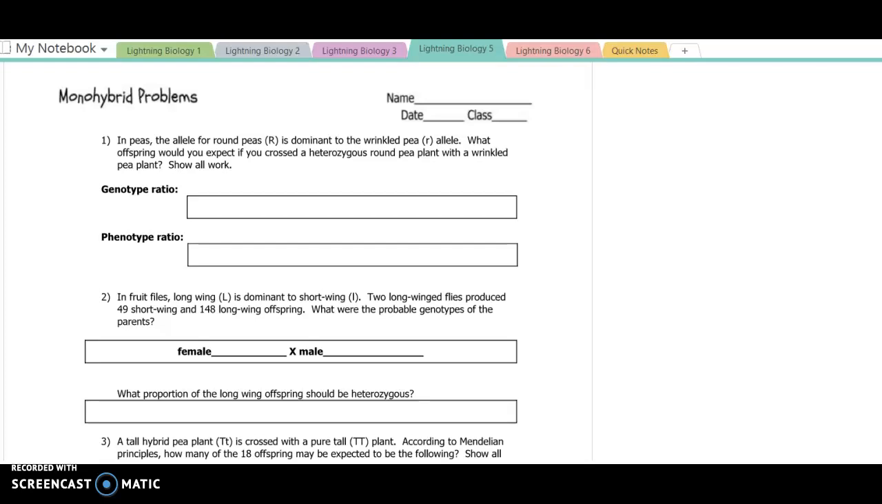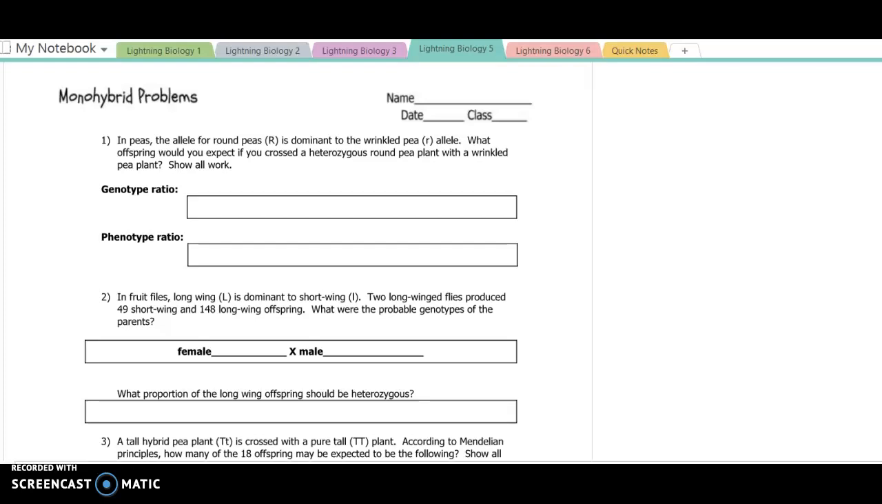Hello Lightning Biologists, this is the Monohybrid tutorial where I will walk you through the problems to hopefully get you started on some of them, and then once you get this figured out, it will be smooth sailing from there forward. So let's get started with question number 1, and I'm going to break it down to show you how I go through them.